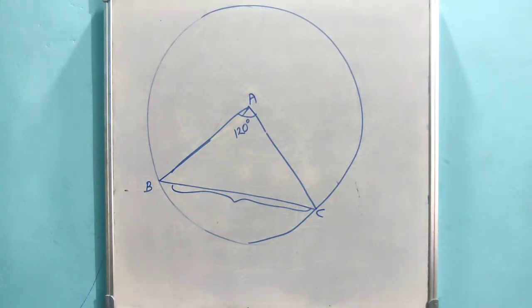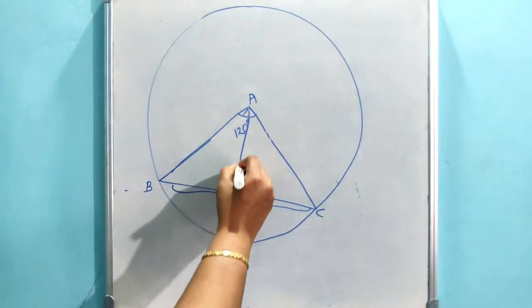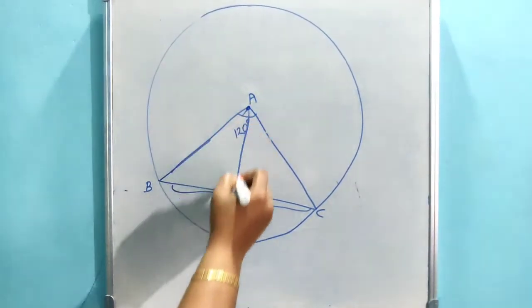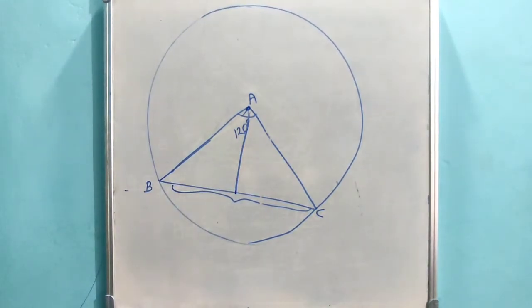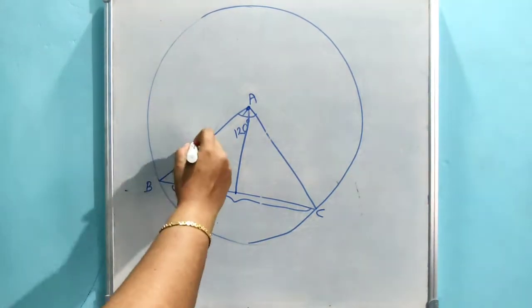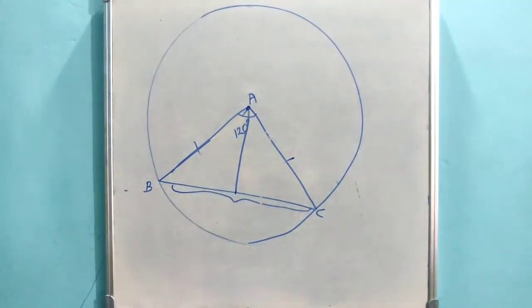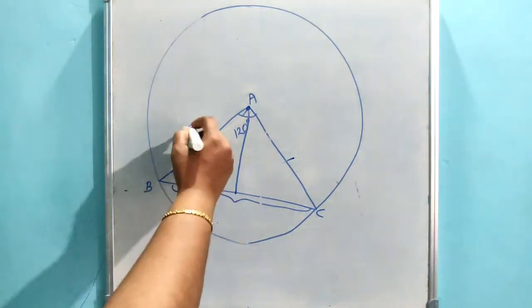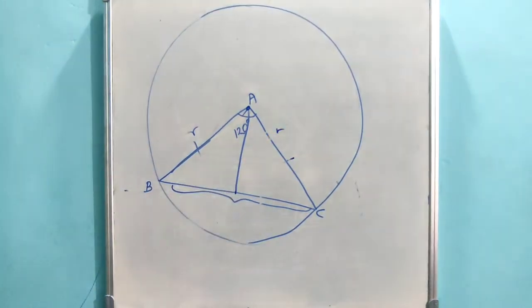So here the central angle of the chord BC is 120 degrees. Now I am going to find out the length of the chord BC using our sine ratio. For that I am going to draw a perpendicular from the third vertex to the base. And this triangle ABC is what type of triangle? Yes, since AB and AC are equal, we can say this triangle is an isosceles triangle, since AB and AC are the radii of the circle.